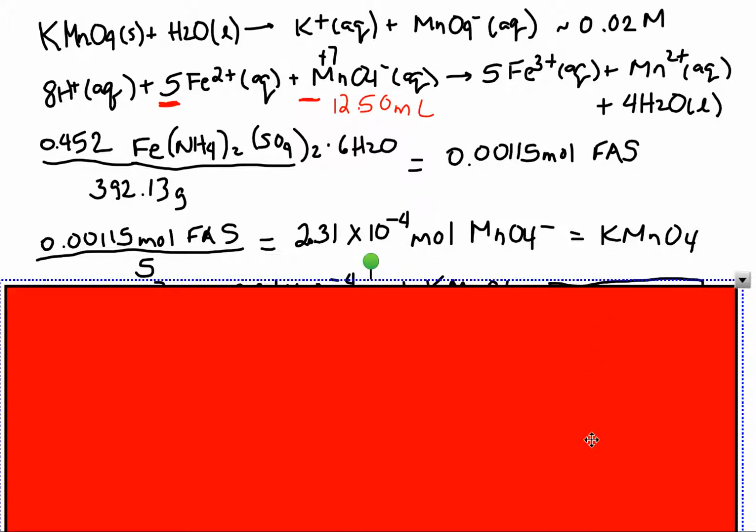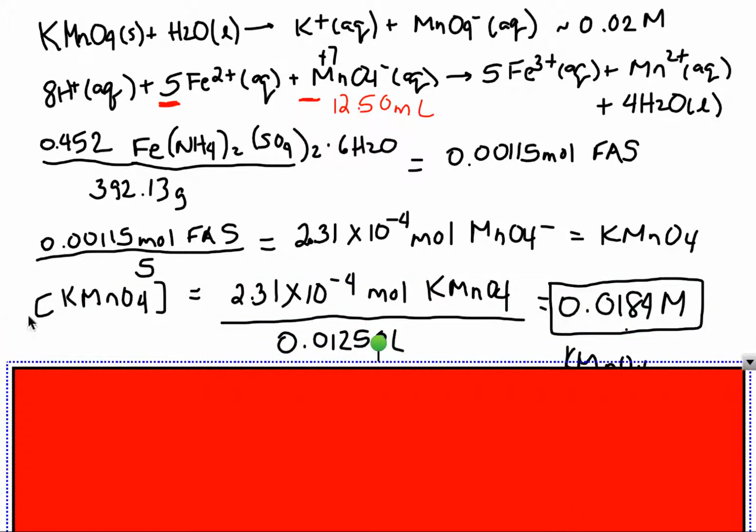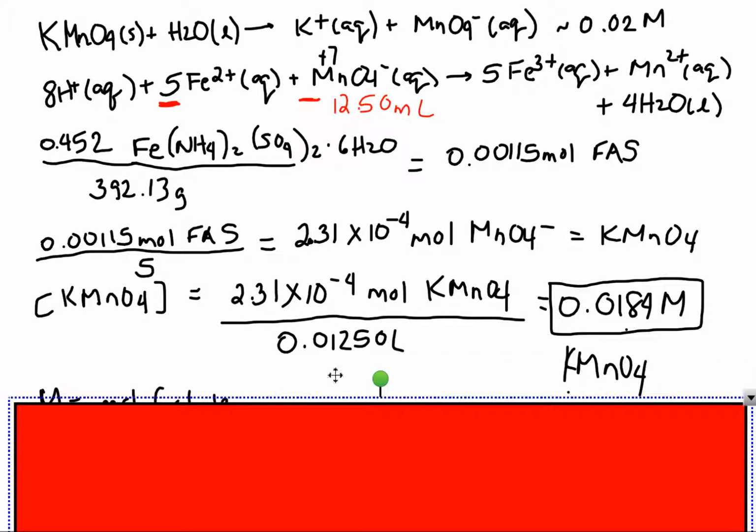Once I have my moles of potassium permanganate, to get the concentration, I divide by my liters. Concentration in brackets is going to be my moles of potassium permanganate divided by my liters of potassium permanganate used in the titration, and I do the math, 3 sig figs, 4 sig figs, and so I will have 3 significant figures in my answer, 0.0184. We said it was approximately 0.02, but to more specificity, we have that value.